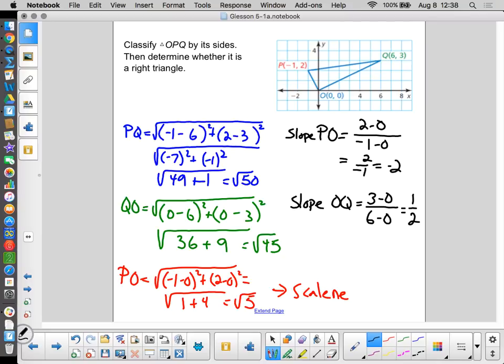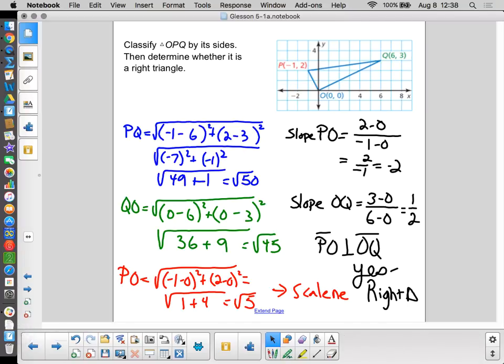Are these two lines perpendicular? Sure enough, PO is perpendicular to OQ, because the slopes are negative reciprocals. So therefore, yes, it is a right triangle. So this is a right scalene triangle. And again, -2 and +1/2 are negative reciprocals. That makes them perpendicular lines.